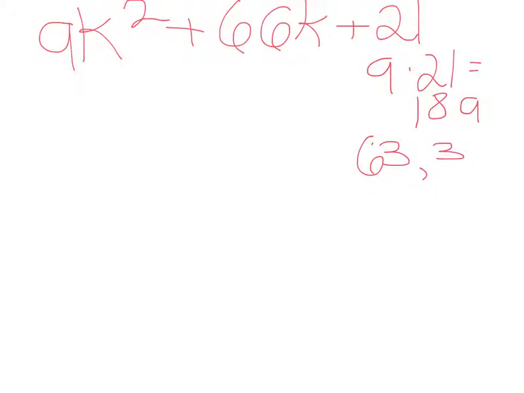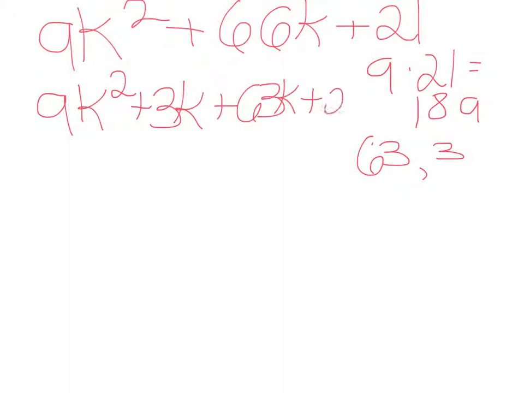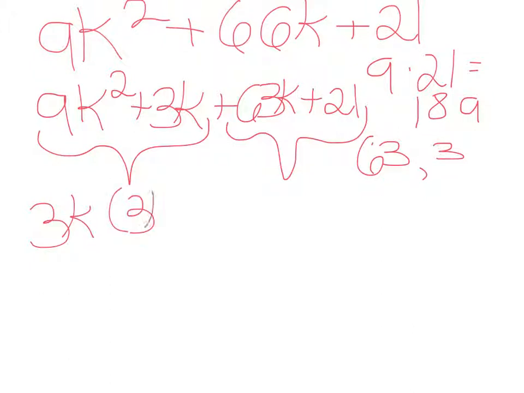So what I'm doing right now is I substitute these numbers. Okay. So now I'm grouping. So it's going to be 3k parentheses 3k plus 1, because if I multiply the 3k by 3k, it will give me 9k squared. And if I multiply the 3k by 1, it will give me the 3k.